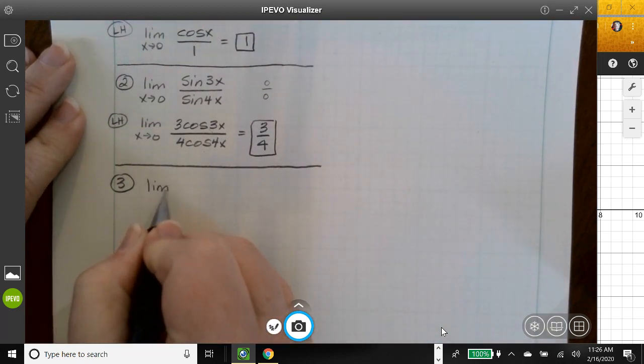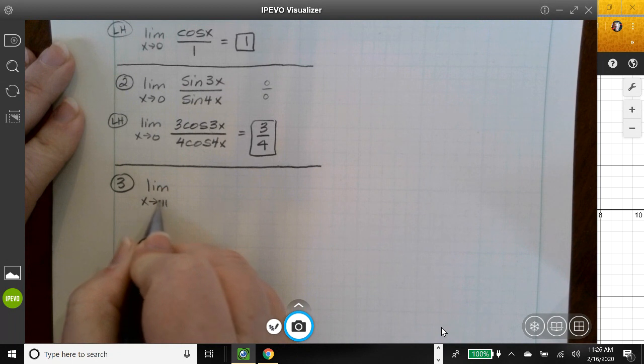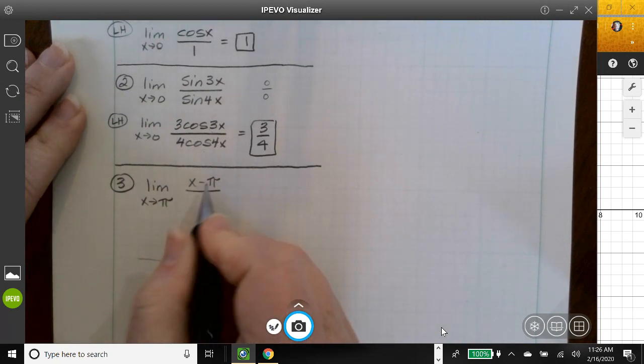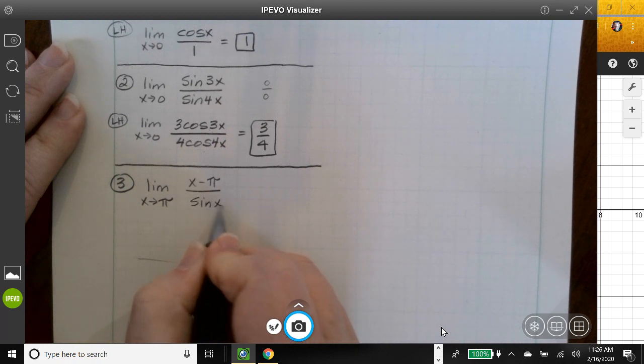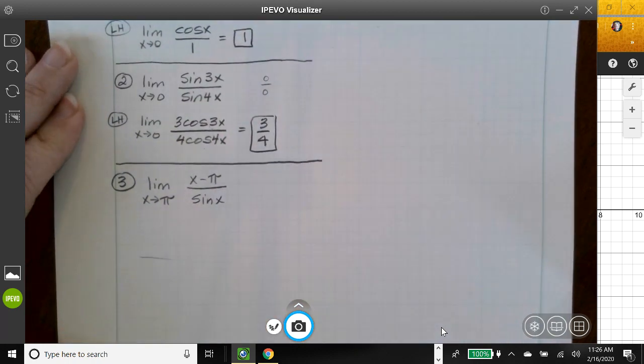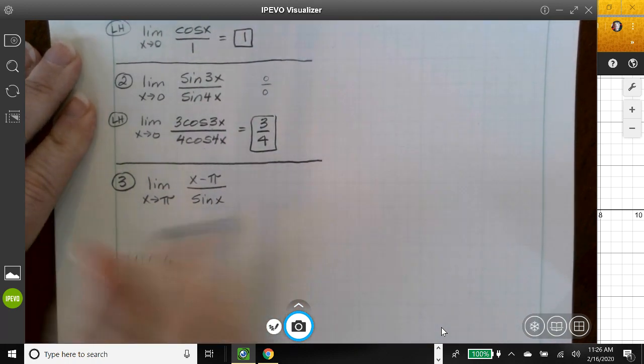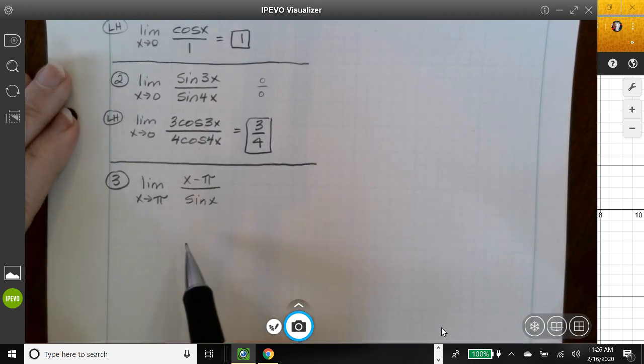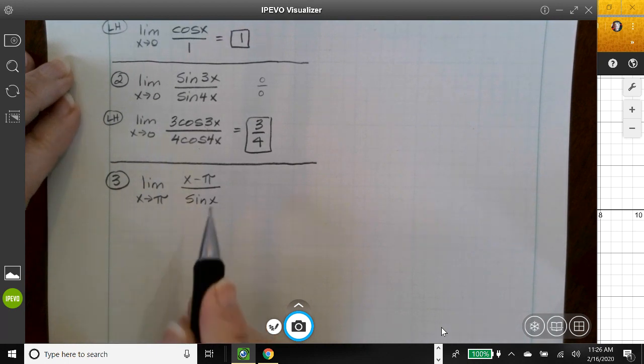The limit as x approaches pi of x minus pi over sine x. All right, so what happens when we put in pi into our expression here? Well, pi minus pi in the numerator is 0. The sine of pi is 0.